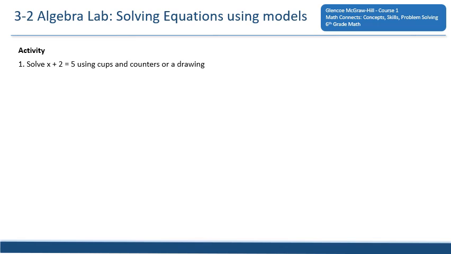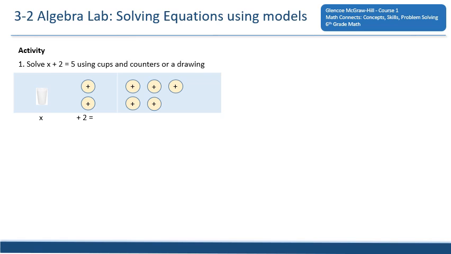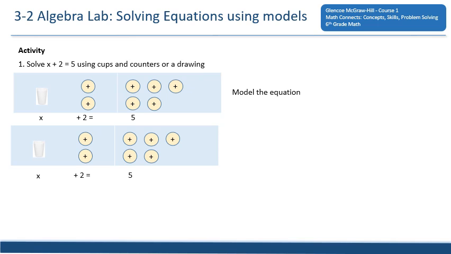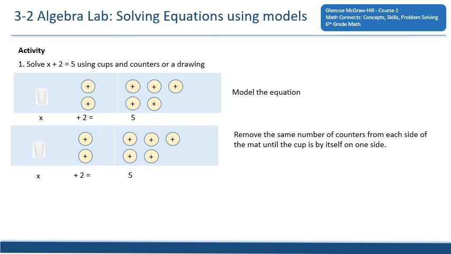Activity: solve x plus 2 equals 5 using cups and counters or a drawing. There's a cup, that's going to be x. There's two positive counters, that's going to be plus 2, equals 5 positive counters: 2, 4, 5. So we modeled the equation. There's our cup, there's our 2, there's our 5.